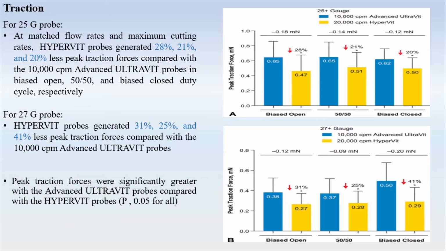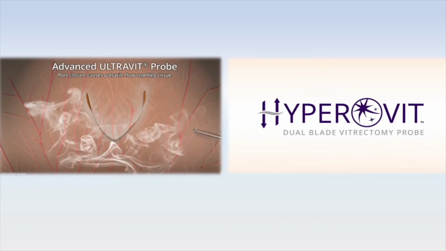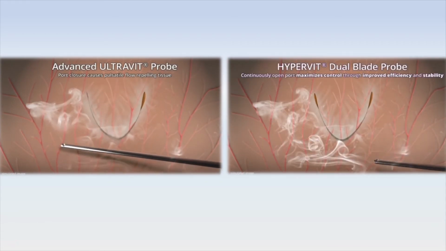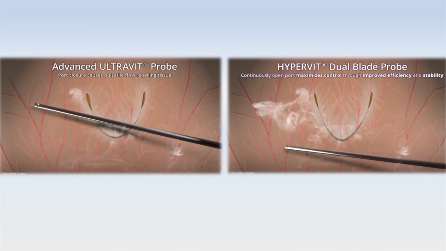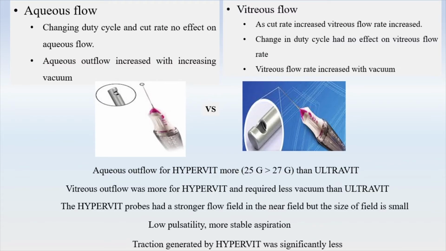Now, traction. When they measured traction, they have seen that the hypervit probe generated less traction compared to the ultravit for both 25 gauge system and 27 gauge system. So this is a small video comparing the two cutters for traction. We can see on the left hand side the turbulence is more in ultravit, whereas on the right hand side the turbulence is less.